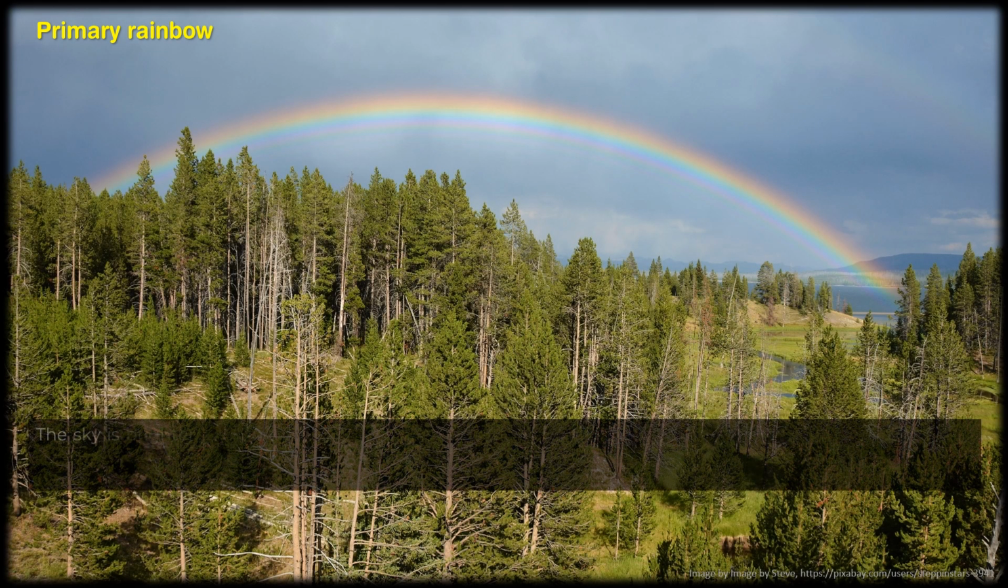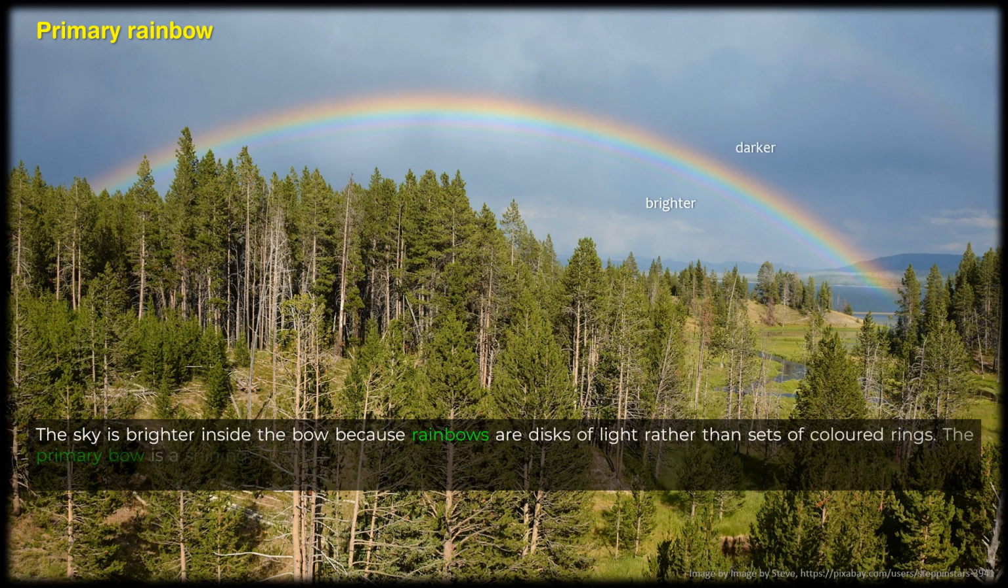The sky is brighter inside the bow because rainbows are disks of light rather than sets of colored rings. The primary bow is a shining disk brightening very strongly towards its rim. Outside the primary there is a fainter secondary bow.